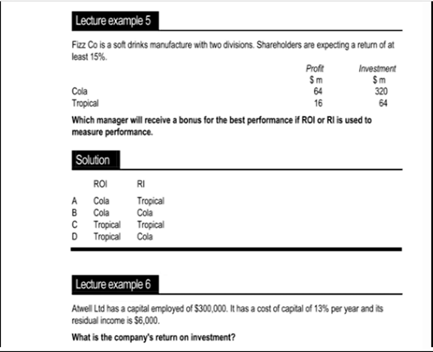Example 5 shows us one way that this topic could be tested in the real exam in a short form question. Fizz Company is a soft drinks manufacturer. They have two divisions, cola and tropical. The shareholders are expecting a return of at least, we're told, 15%. We're now asked to consider which of our managers would receive the bonus for best performance. Firstly, if we were using ROI, and then secondly, if residual income was used to measure performance. Take a moment to pause the recording and think about which answer you would select out of A, B, C and D.